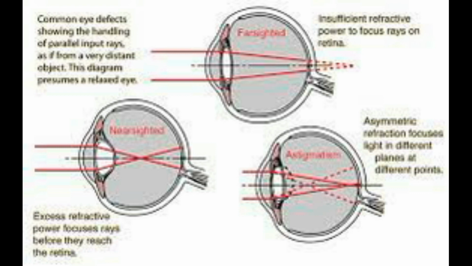The third one is astigmatism. This condition is due to irregular curvature of cornea or lens. It can be corrected by using cylindrical glasses. And the fourth defect is presbyopia. This condition is due to loss of flexibility of the lens. It creates difficulty in focusing on near objects, and this can also be corrected by using convex lenses just like hypermetropia.